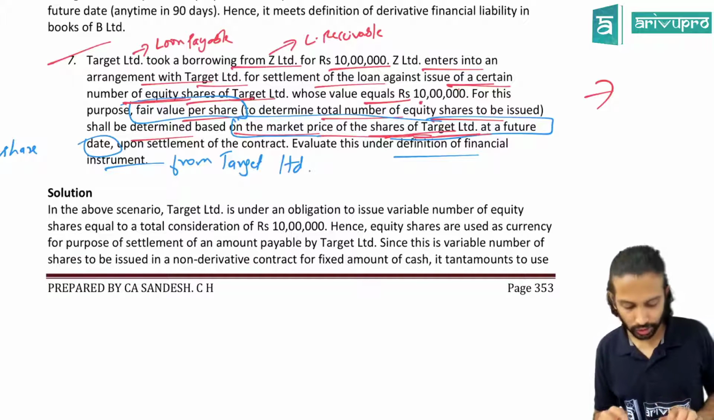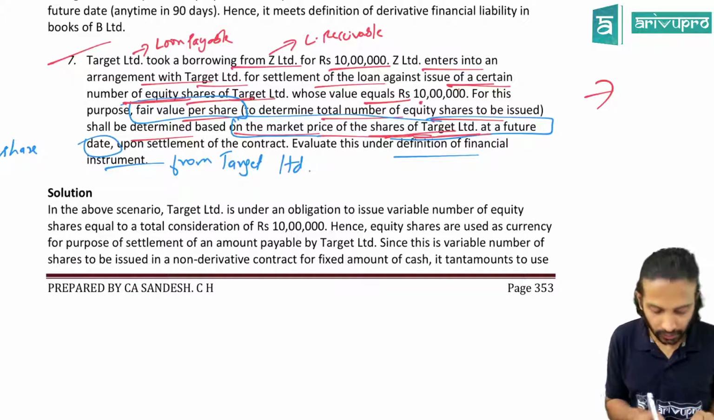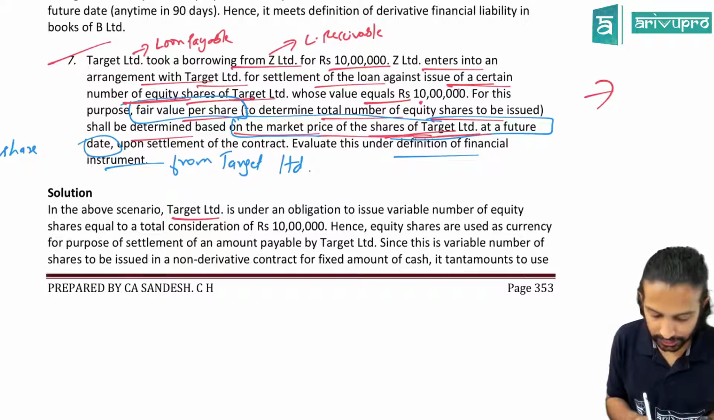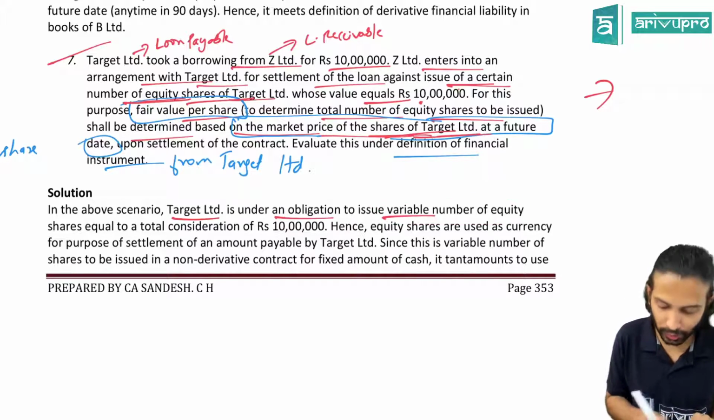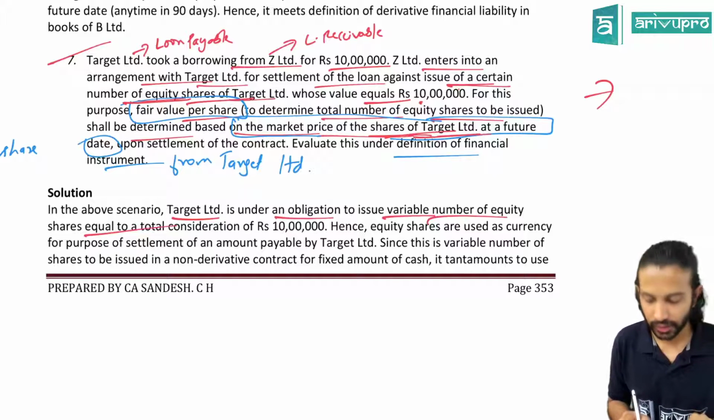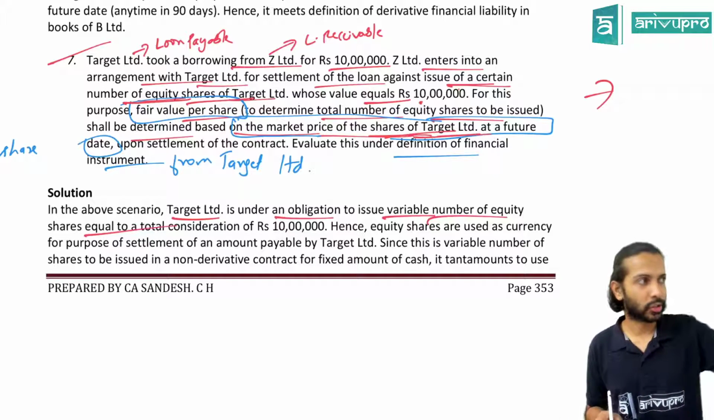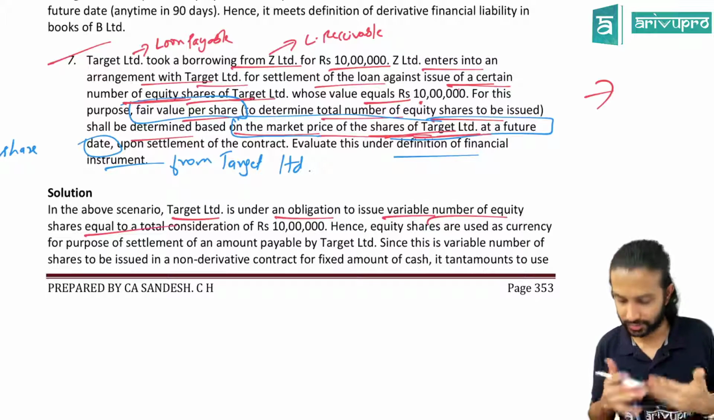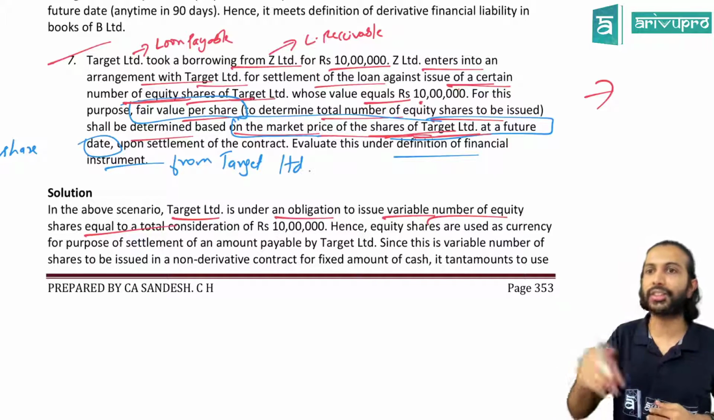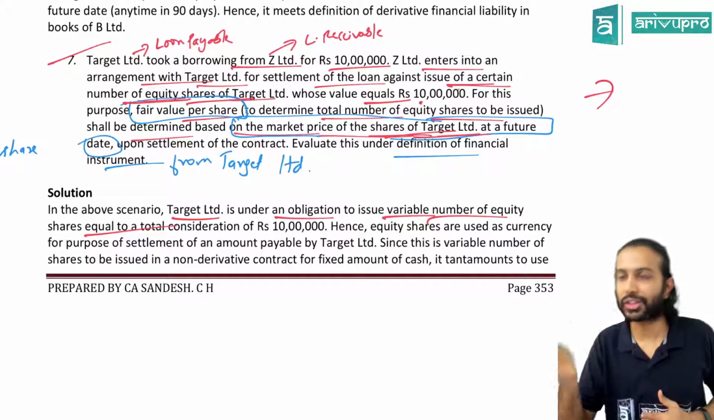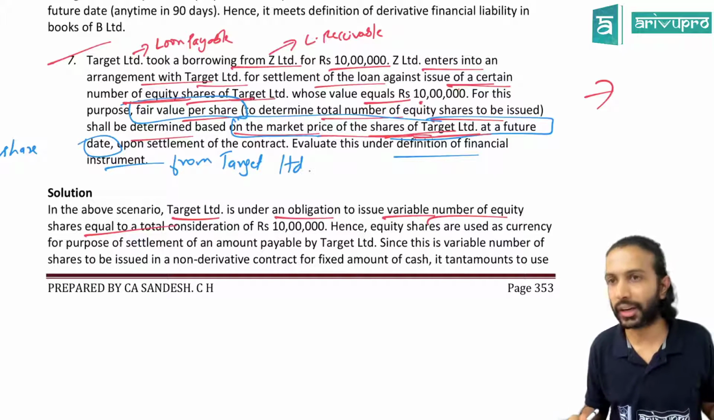Can we read the solution just to make sure you have got it? In the above scenario, Target Limited, the one who has to pay, is under an obligation to issue a variable number of equity shares. That itself is a giveaway. How will you answer this question? First you'll call out the definition of equity, which we have not even gone through yet, and then you will say, since the number of shares is varying, it is not equity, it's a financial liability. That much if you write, it's good enough.